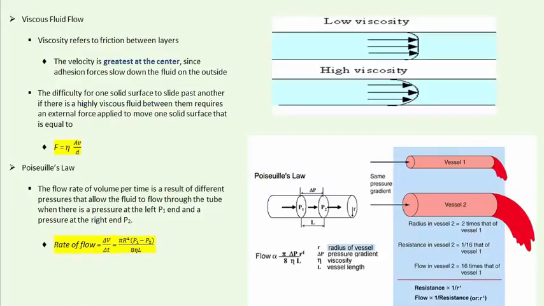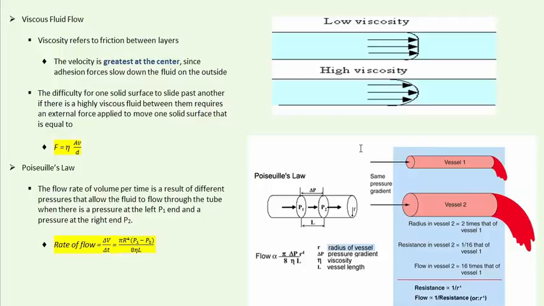When we think of viscosity, we're thinking about viscous fluid flow. Viscosity refers to the friction between layers, and the velocity of the fluid is greatest at the center, since adhesive forces slow down the fluid on the outside.